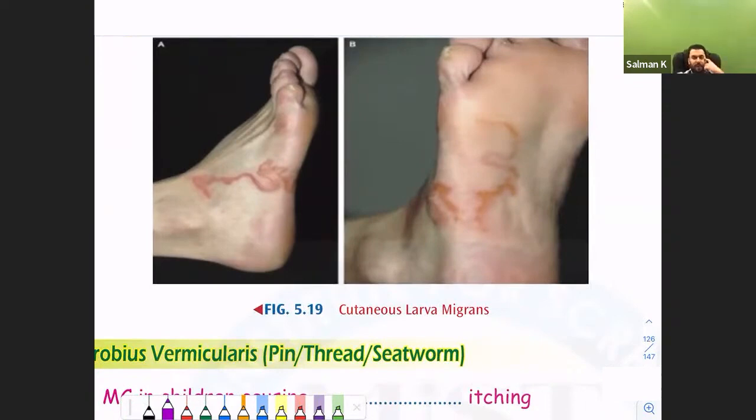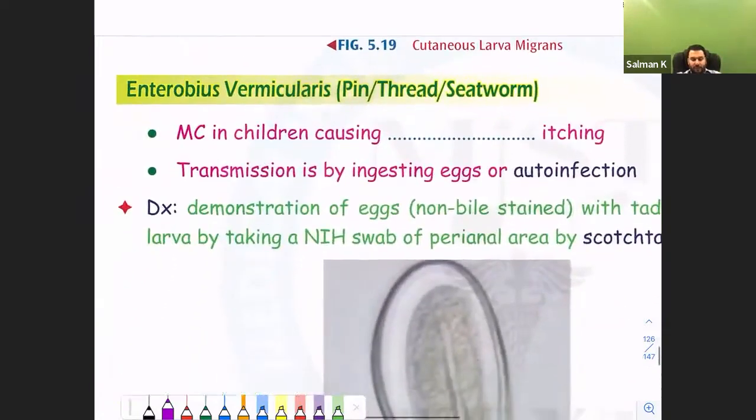Okay. Now that this is over, look at this. Let's start. Enterobius vermicularis. This most commonly causes perianal itching in children. So itching around the anal area.